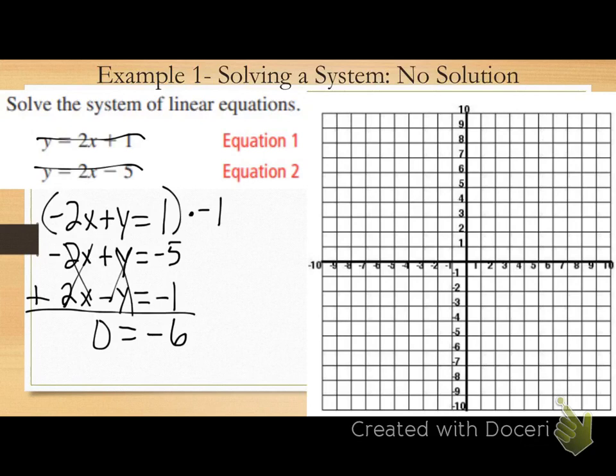going to cancel out like we just saw. And 0 equals negative 6. Is that true or false? False. So you're going to get a false statement. So once again, it is no solution.